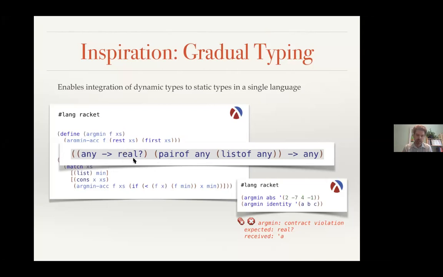So something like real is just a predicate in Racket, and it'll be applied to the value. If it is real, we let it go through, and if it isn't real, then we signal an error. And the errors come with some indication of which module broke the agreement.